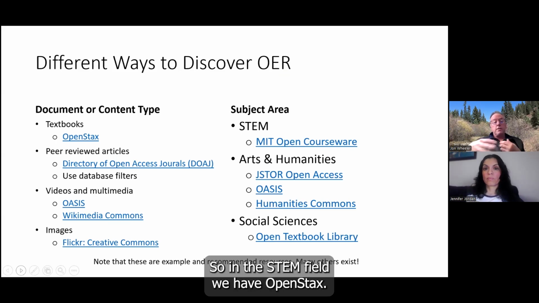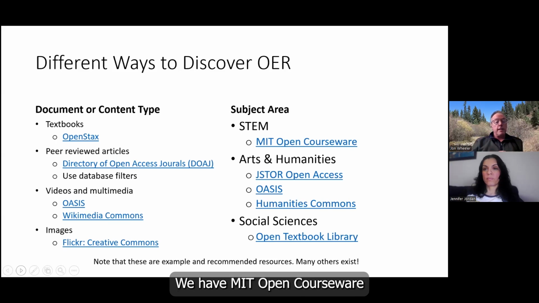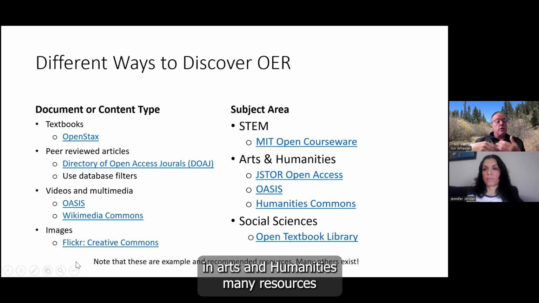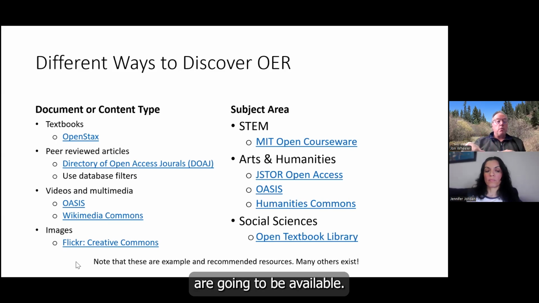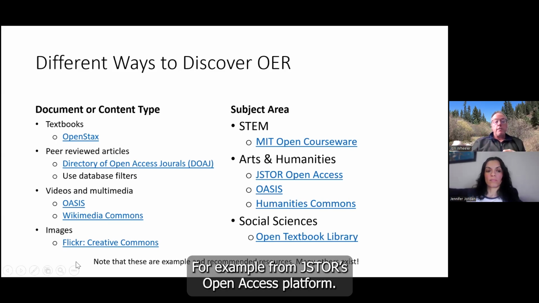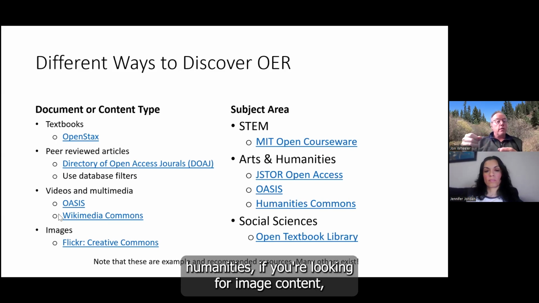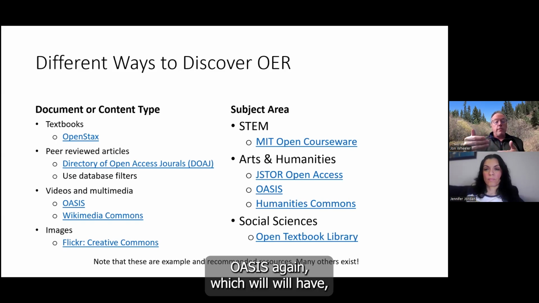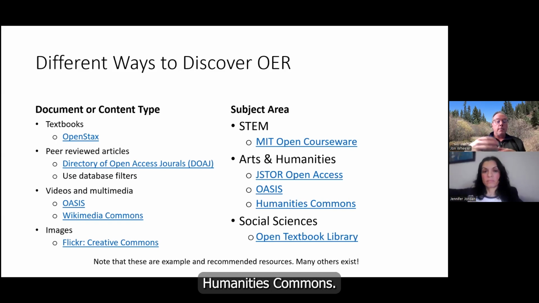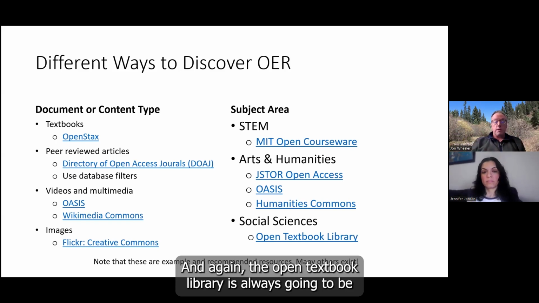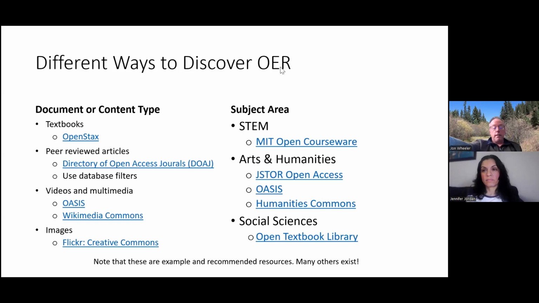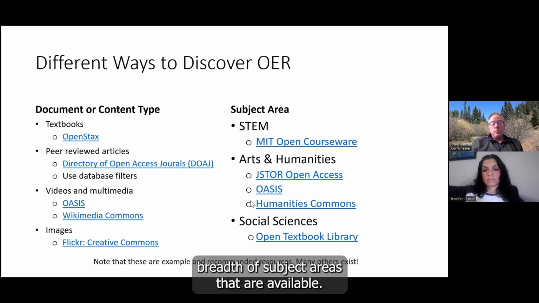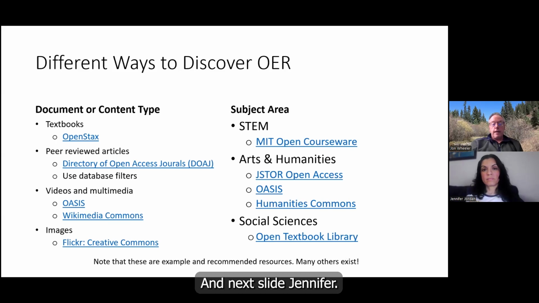Similarly, without going into it in as much detail, you can also search by subject area. So in the STEM fields, we have OpenStax, we have MIT OpenCourseWare. In arts and humanities, many resources are going to be available, for example, from JSTOR's open access platform, if you're looking for humanities, if you're looking for image content. Oasis again, which will have a slide that shows a little bit more about that because it is a good resource for finding multiple content types across subject areas. Humanities Commons, and again the Open Textbook Library is always going to be a resource for breadth of subject areas that are available. And next slide, Jennifer.